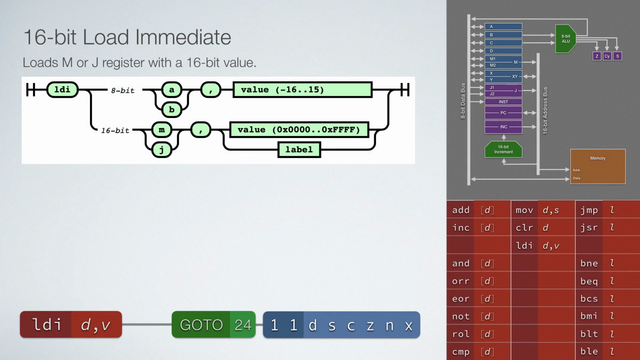So now you can see if we specify A or B after the LDI, it's an 8-bit load immediate that we're doing, and we're loading a value between -16 and 15. If we follow the LDI with an M or J, then it must be a 16-bit load immediate that we want, and now we're going to have to give it a 16-bit value, either in hex, or what's interesting is we can give it a label.